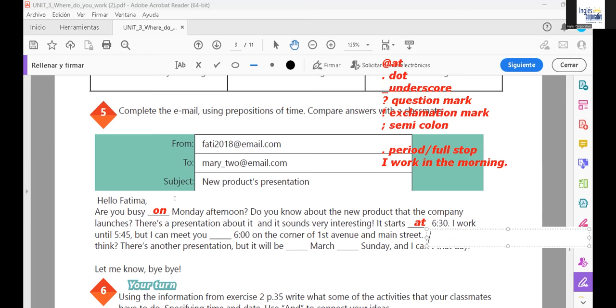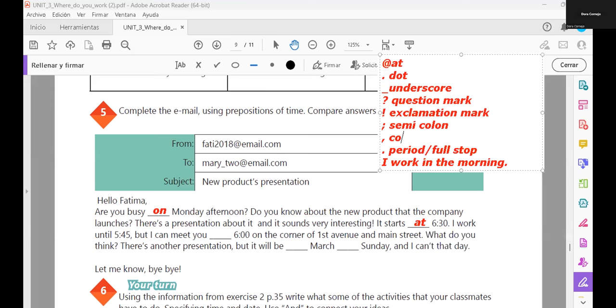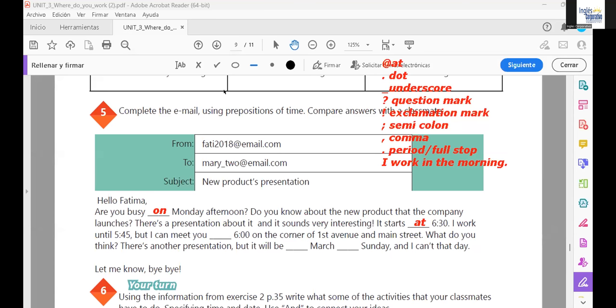Bien, vamos a ver, Dora. I work until 5:45. Ok. But I can meet you at 6 on the corner of First Avenue and Main Street. Okay. Carmen, what do you think? What do you think?